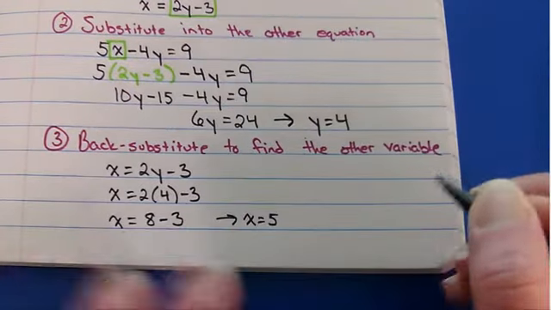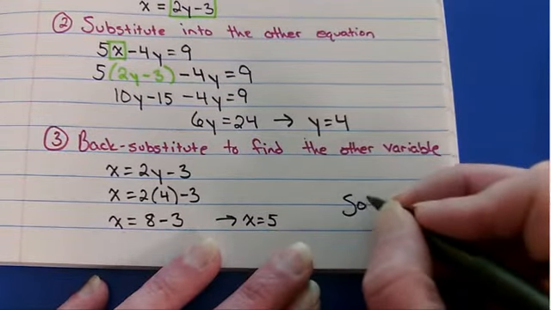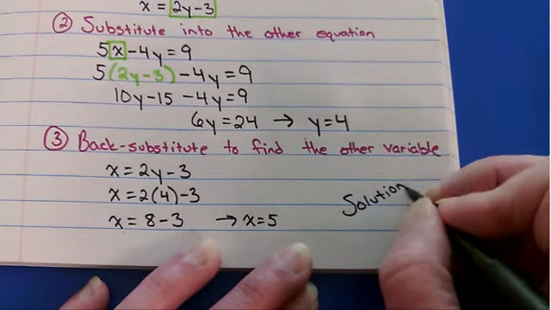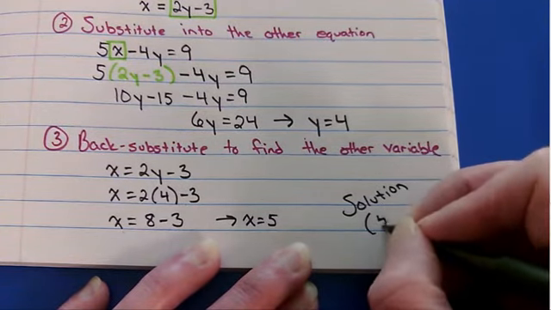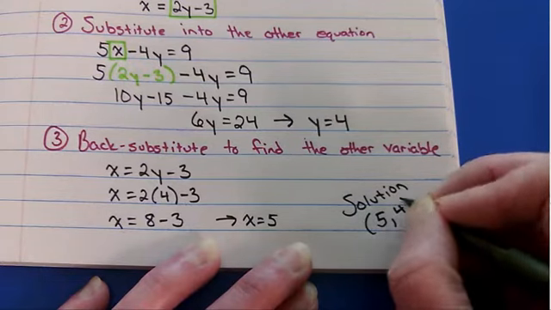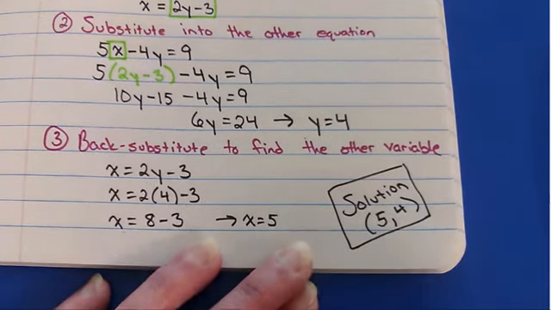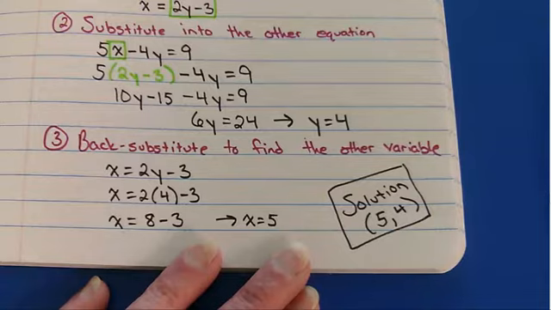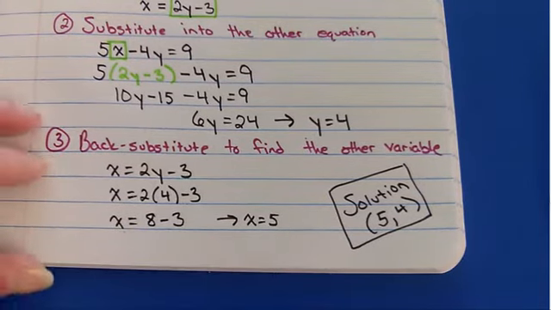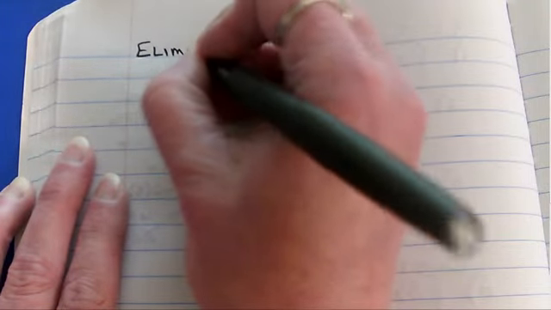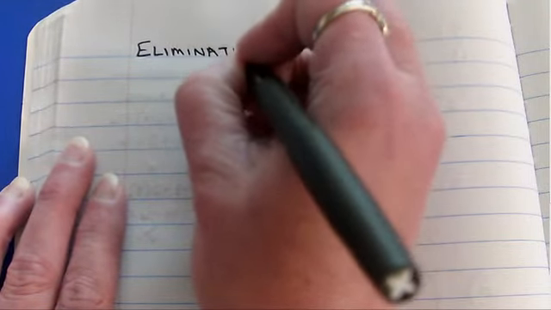So my solution is the coordinate point (5, 4), x, y. Now the next method we're going to review is sometimes called the addition method. I like to call it the elimination method, so that's what I'm going to go with. This is example 3.